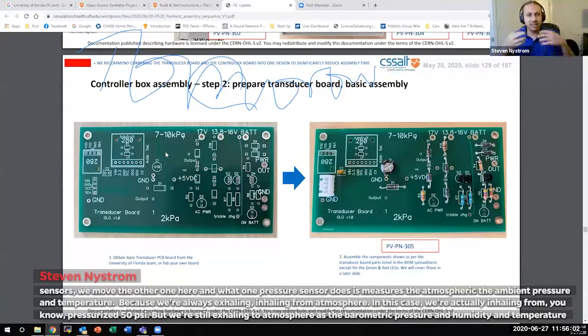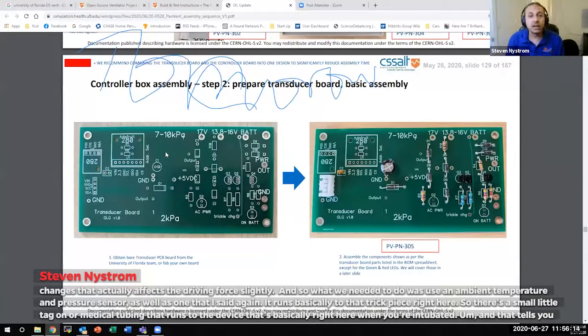Because we're always exhaling and inhaling from atmosphere. In this case, we're actually inhaling from a pressurized 50 PSI, but we're still exhaling to atmosphere. As the barometric pressure and humidity and temperature changes, that actually affects the driving force slightly. And so what we needed to do was use an ambient temperature and pressure sensor, as well as one that, as I said, again, runs basically to that trach piece right here. So there's a small little Tygon or medical tubing that runs to the device that's basically right here when you're intubated. And that tells you the pressure of the lungs.